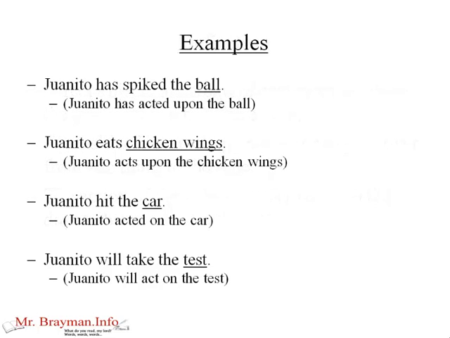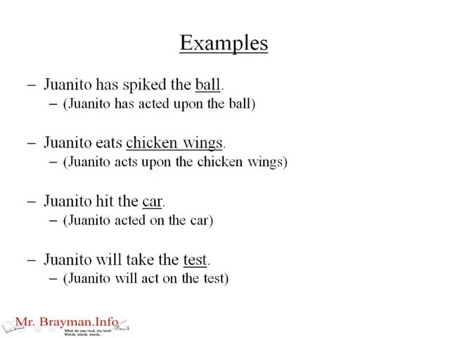So let's look at our friend Juanito here. Juanito has spiked the ball. So has spiked, there's our predicate, and this is the transitive verb, spike. Who or what did the spiking? Well, that was Juanito. And what did he spike? He spiked the ball. So Juanito spiked ball. That's the connection here. The is just an adjective.